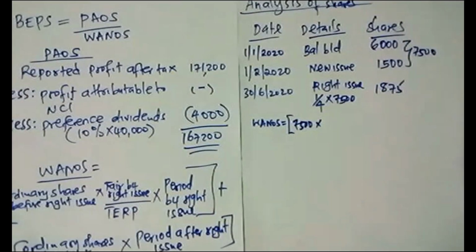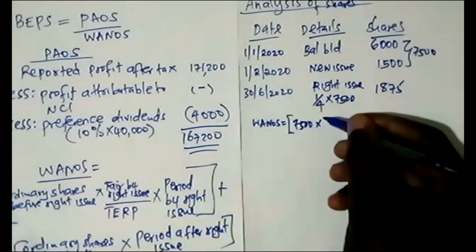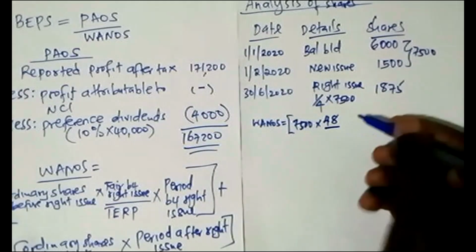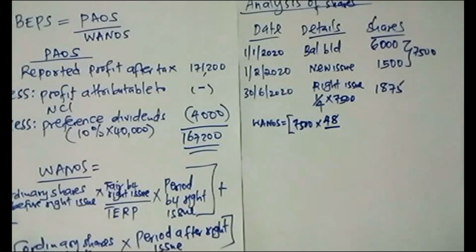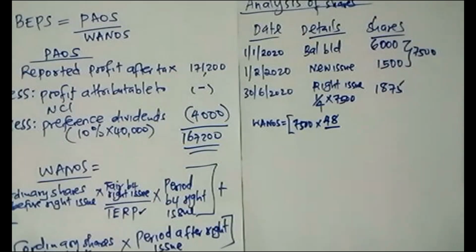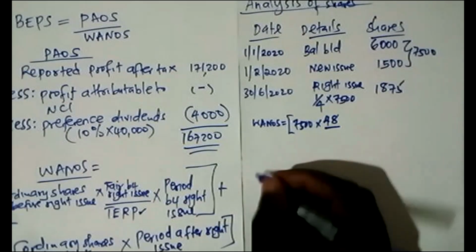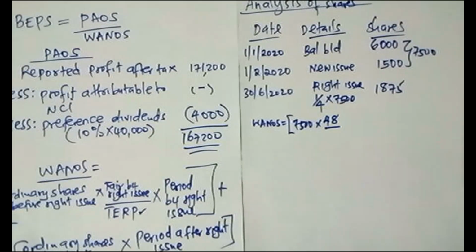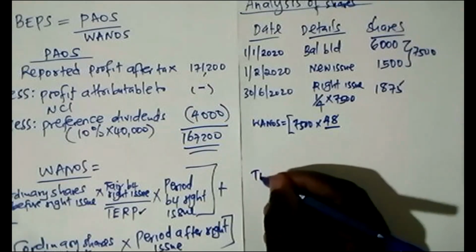We multiply with the fair value before right issue. Remember that the fair value was 48. For the theoretical strike price, I have to do a working here, in order to determine the theoretical strike price.